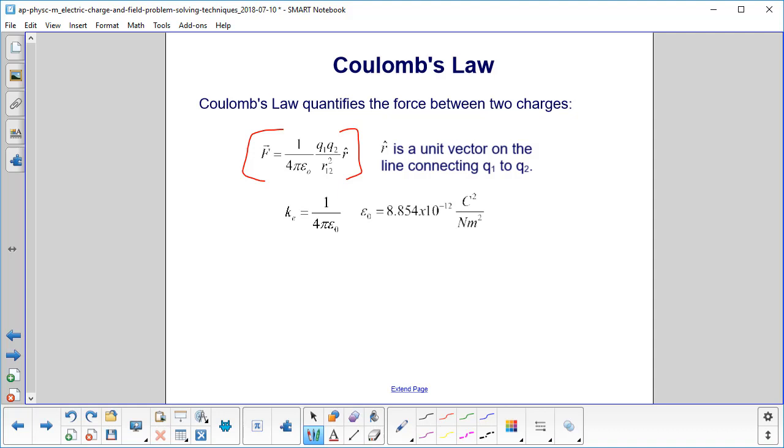Another way to write 1 over 4 pi epsilon 0 is by saying it's K, Coulomb's constant. Epsilon 0 is 8.854 times 10 to the minus 12th, and Coulomb's constant K is going to be 9 times 10 to the 9th. Okay, 9 times 10 to the 9th.